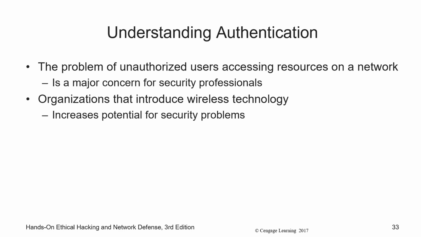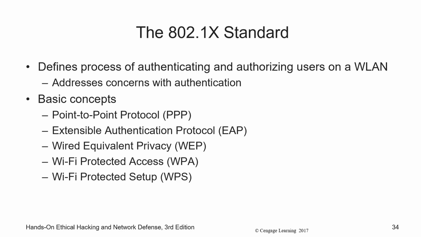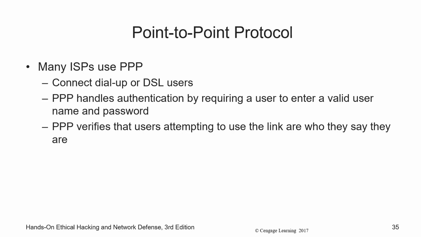All right, authentication. A huge concern, obviously, when you're in security. And when you talk about wireless technology, you're inherently talking about some potential for security problems. So we talked about 802.1x. This defines the process of authenticating and authorizing users on a WLAN. So you have your typical point-to-point protocol. You have EAP, PEAP, WEP, WPA, WPS. These are some of the concepts and terms to understand as we get into this.